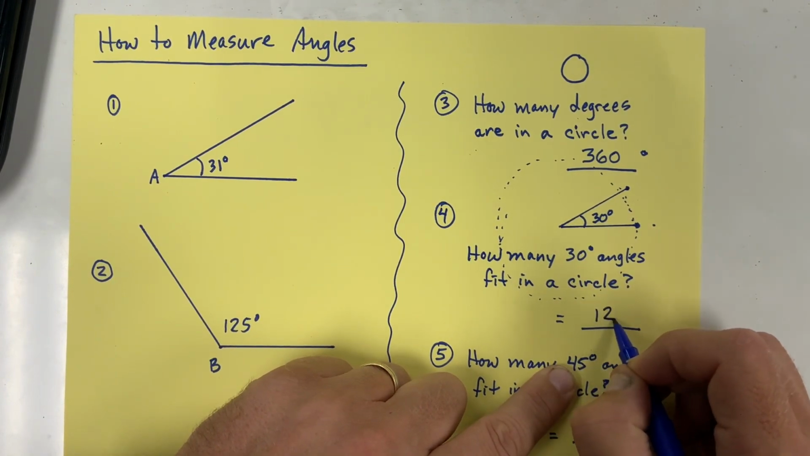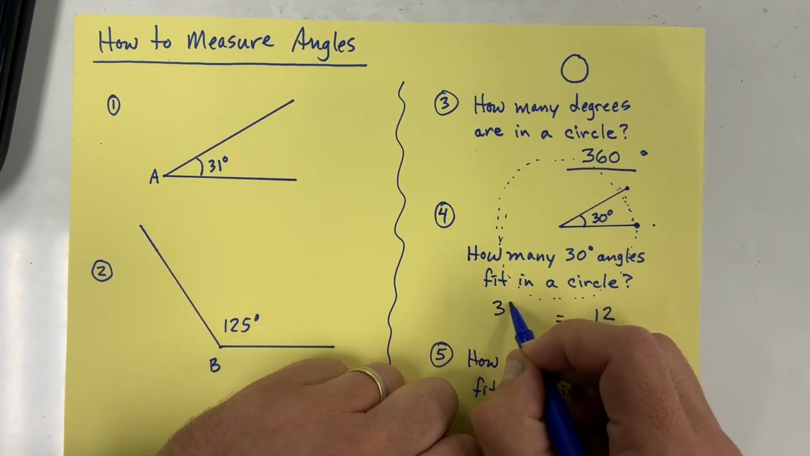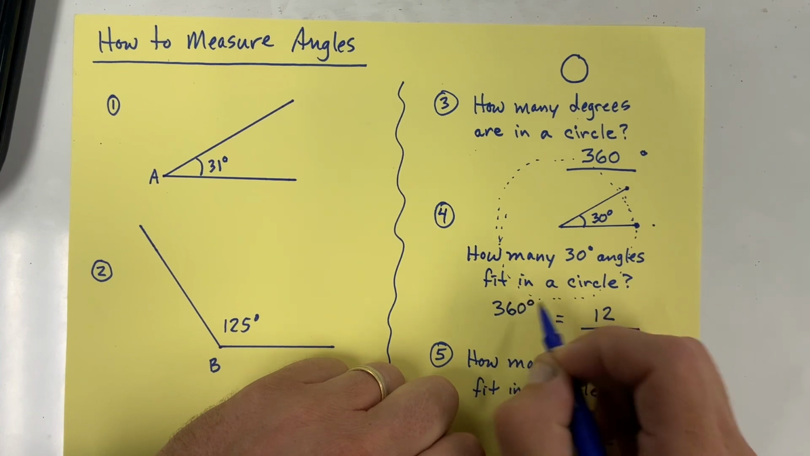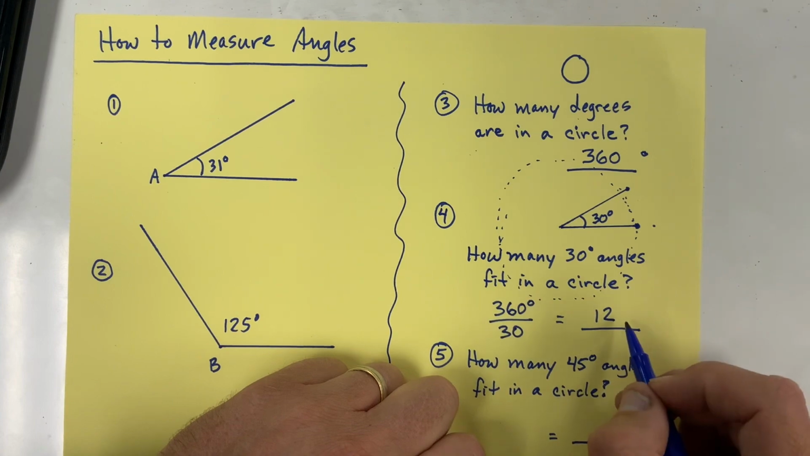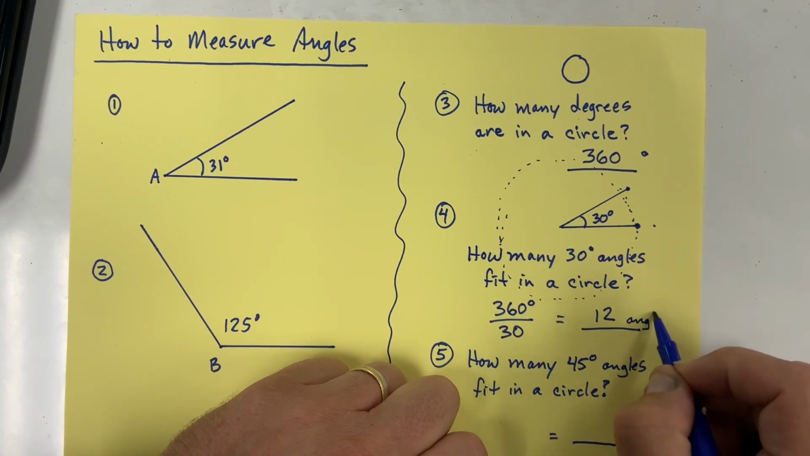So the way I got that answer again is I take 360 degrees, and I say how many of these 30-degree angles fit in there? I divide by 30. And that's how I get the answer of 12 angles. Okay? Now, let's try to do the next one.